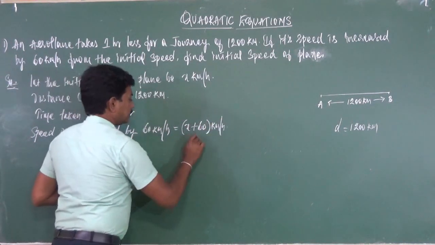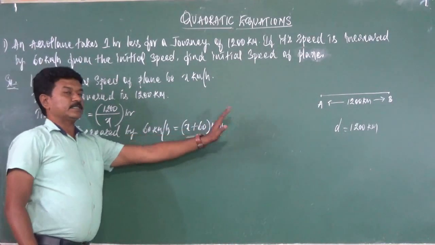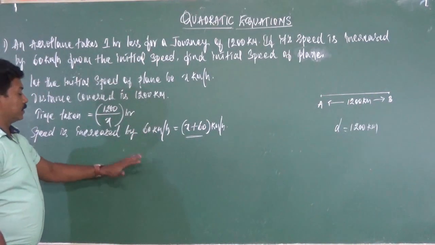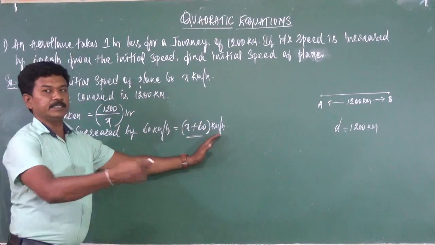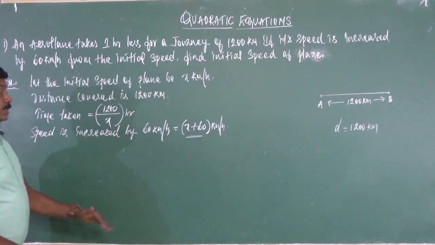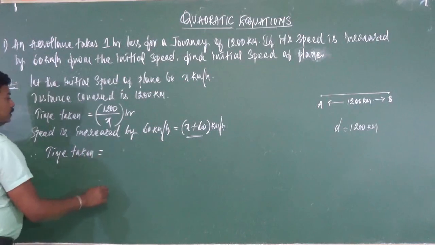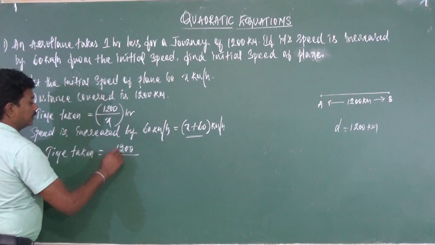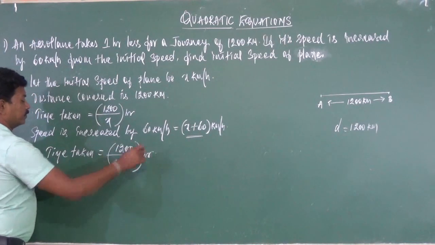So now at this speed, let us take what is the time taken, because distance is constant, don't worry about the distance. So here the aeroplane traveling at x plus 60 km per hour, that is speed is increased, then we will calculate the time taken by the aeroplane. So time taken is equal to distance by speed, that is 1200 by x plus 60. So this is some hours.